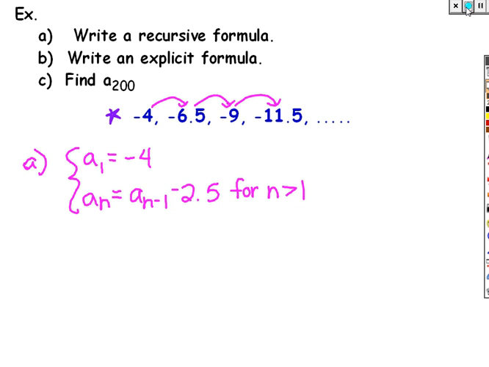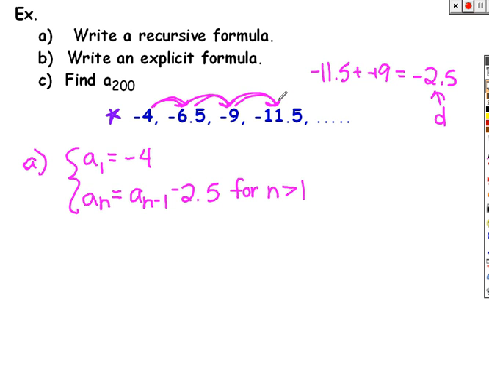Here's the first part, the recursive formula. Make sure to tell me where you're starting at a sub 1, the first term, and then to get that constant difference, if you take any term minus the previous, you'd get negative 2.5, which is the constant difference. And just check to see that that's happening every time. Yep, looks like I'm subtracting 2.5, so this is an arithmetic sequence.